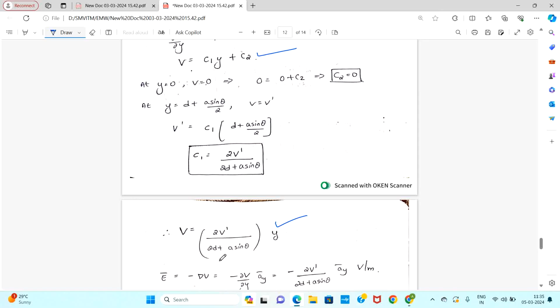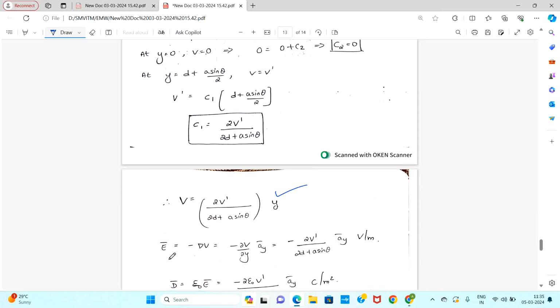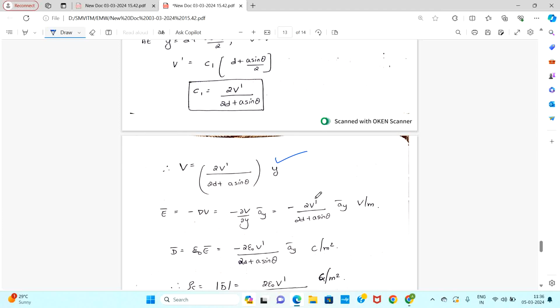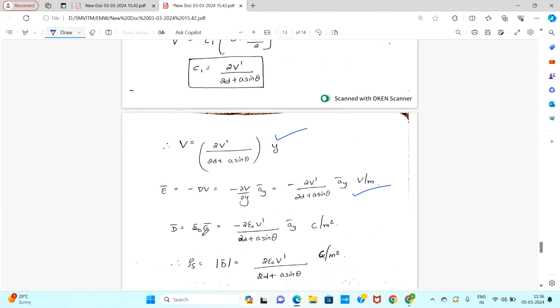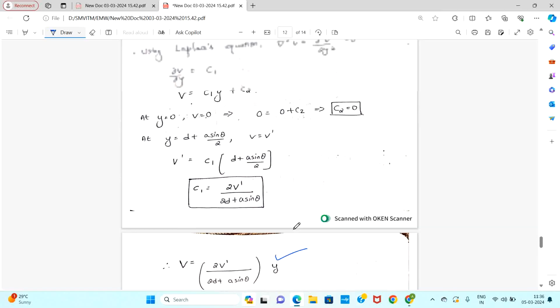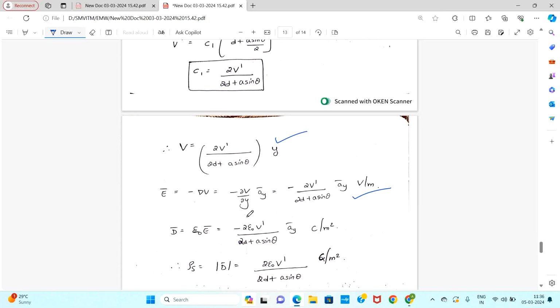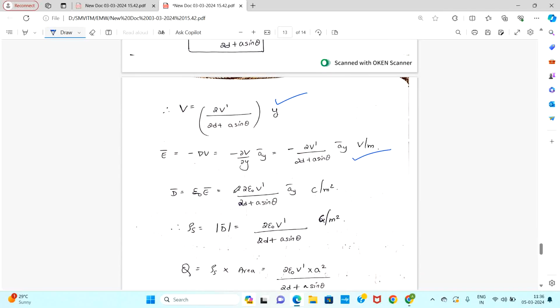Okay. Next, after potential, it is the electric field intensity, E equal to minus del V. So again in the y direction, I have to differentiate this with respect to y, and I got this answer. And then D will be epsilon into E. So epsilon naught, as you can see here, you're using epsilon naught, right? Free space. So directly you can take epsilon naught here. So you got the D value. And rho s is going to be just the magnitude of this. Okay. So the magnitude will be in only one direction, no?